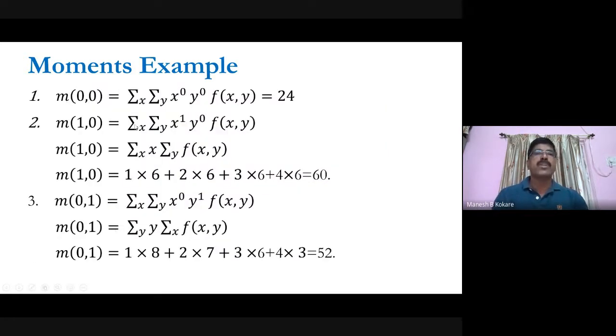See m00, you know the formula for this one. The general formula of a moment is m_ij, which is equal to summation over x, summation over y, of x raised to i and y raised to j. But the value of i and j is 0, 0. So x raised to 0, y raised to 0. What will be this value? This value will be equal to 1, and this value will be equal to 1, and you just have to do the summation of f of x comma y over x and y.